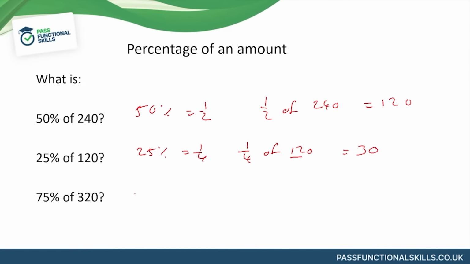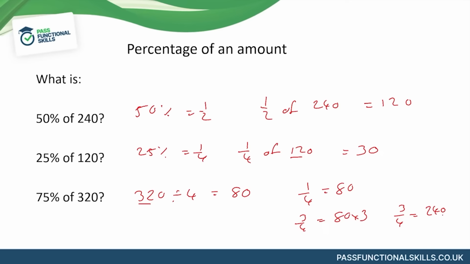For 75%, again, I would work out what 1/4 is. So 320 divided by 4 is 32, divided by 4 is 8. So 320 divided by 4 is 80. So 1/4 is 80. So 3/4 is 80 times by 3. So therefore 3/4 or 75% is 80, 160, 240.